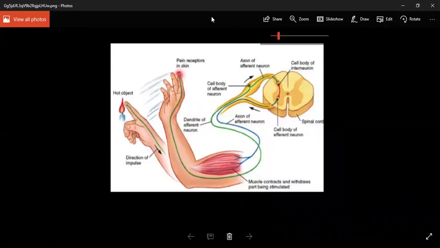Right, now if you look at this picture, what does the picture say? This is a hot object, and it is touching here. This is skin now. I can show another picture.